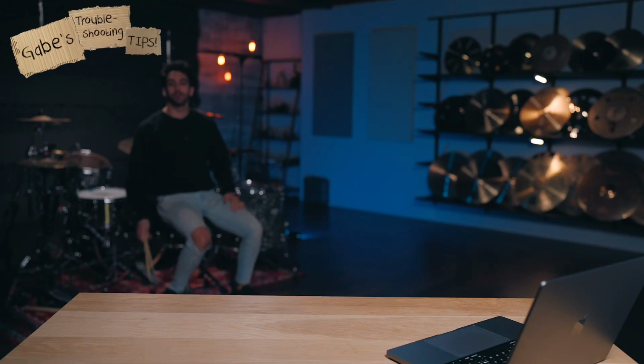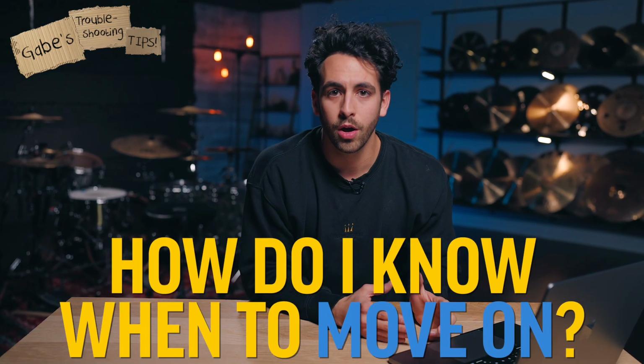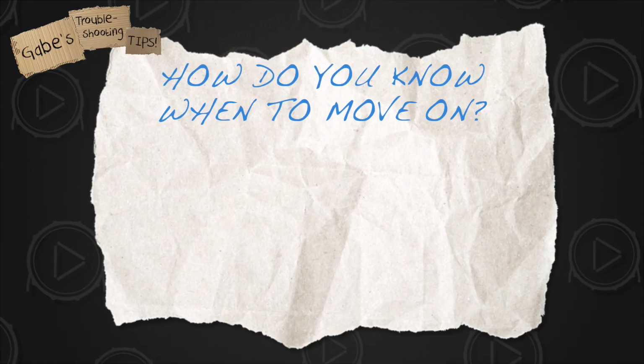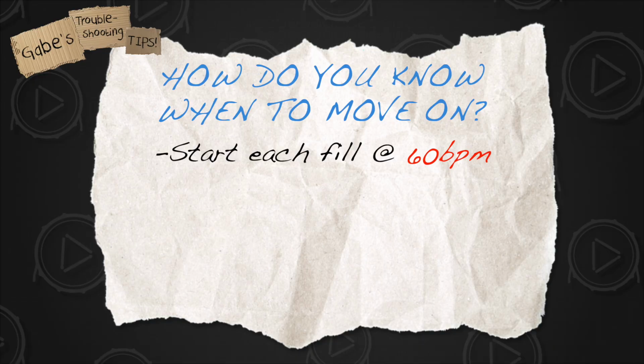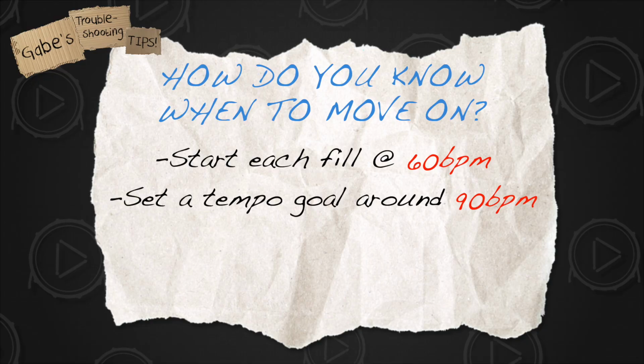It's time for Gabe's troubleshooting tips. Now you might be thinking, Gabe, these are a lot of fills. How do I know when I should move on from one fill to the next? Well, my recommendation is to start each fill at no faster than 60 BPM. You wanna make sure that you're practicing it nice and slow. And then maybe try to set a tempo goal of 90 BPM.